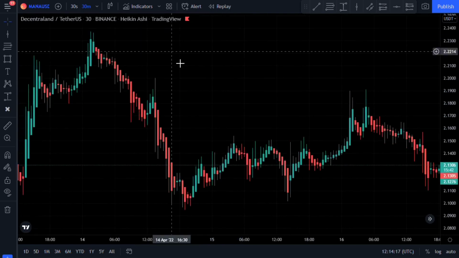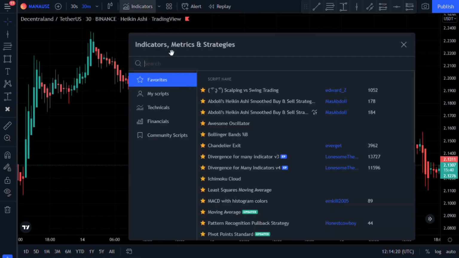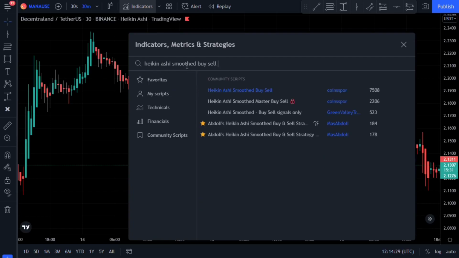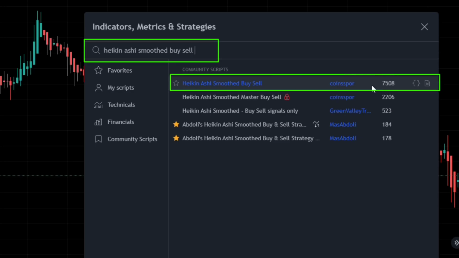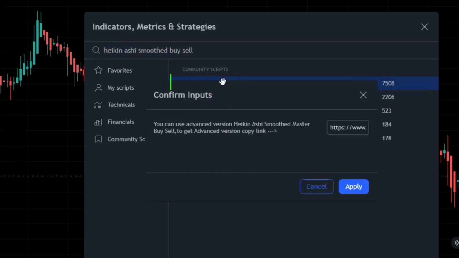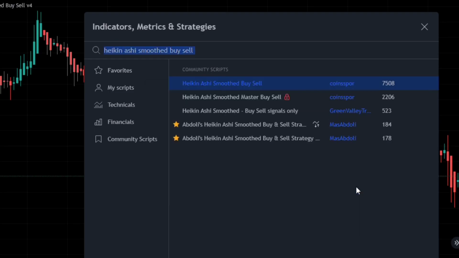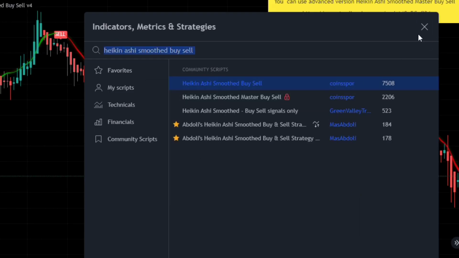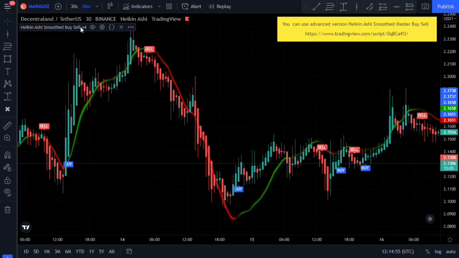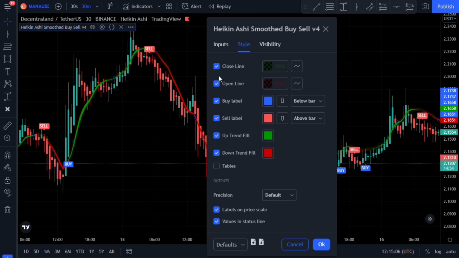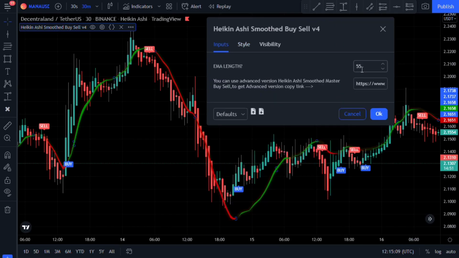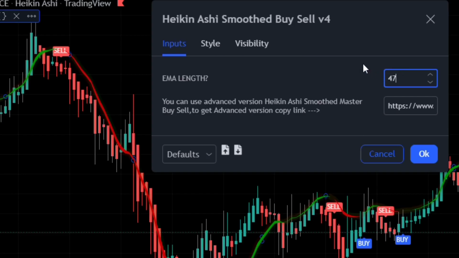Okay, let's add the indicators to the chart, see what indicator I used in this strategy. Search for Heikin-Ashi smoothed buy sell in the search bar. Add this indicator to the chart. Click Apply to add to the chart. Now I go to the indicator settings. In the first style field, uncheck the tables option. Then in the inputs section, change the number 55 to 47.